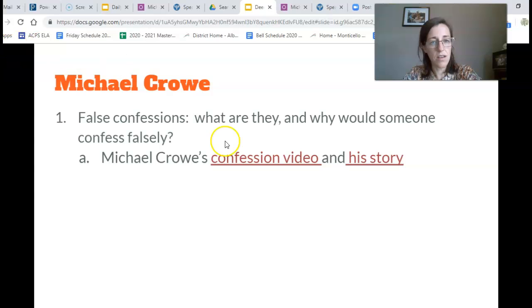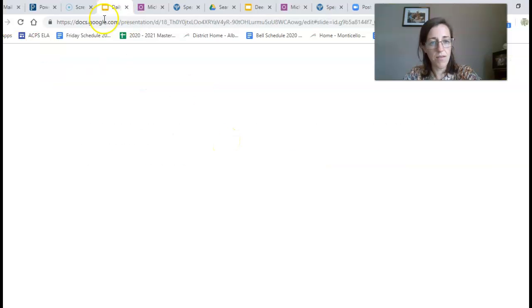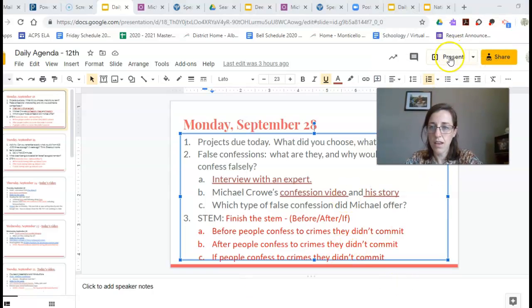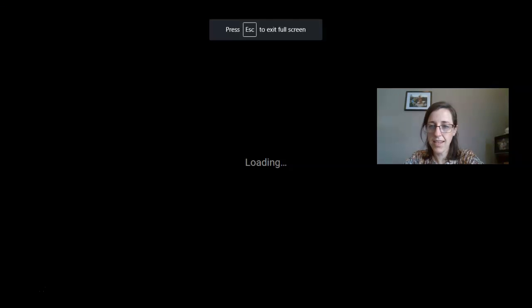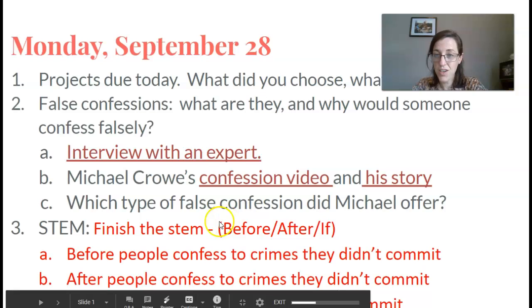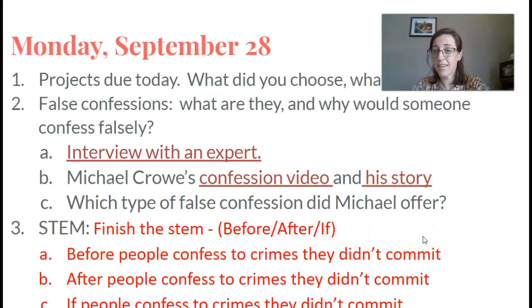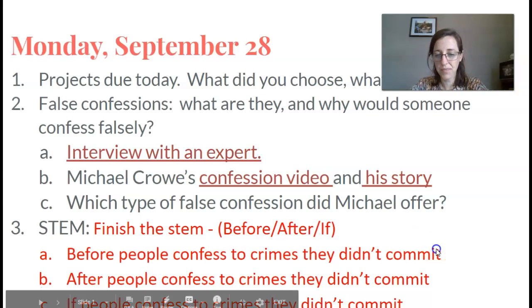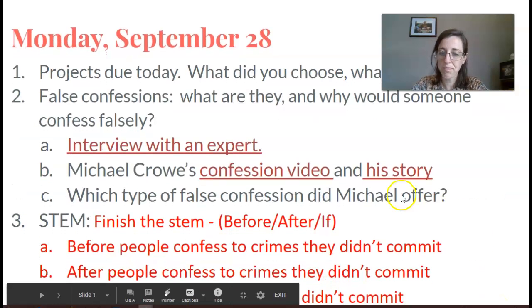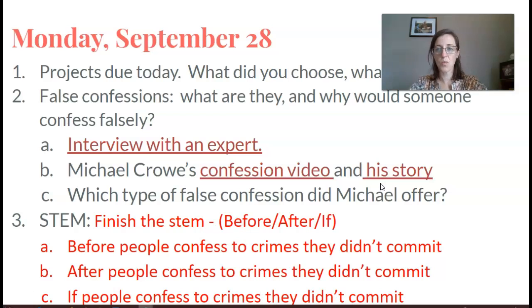All right, so at the end of all of that, I gave the new sentence stems. You can see them here. Your job after this lesson, after reading those couple of pieces and watching that video, is to finish the sentence stems: Before people confess to crimes they didn't commit, then what? After people confess to crimes they didn't commit, and then what? And lastly, if people confess to crimes they didn't commit. And that is your work for today.